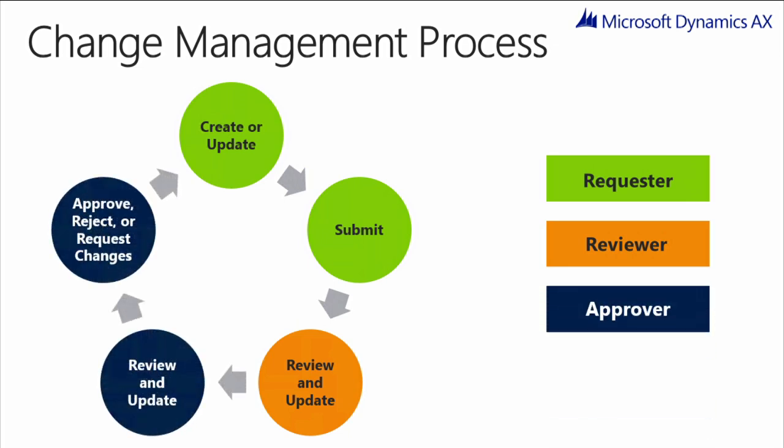Here you can see an example of a sample workflow that might be configured. The green circles are created or processed by the requester. The requester would create or update a purchase order and then submit it to the workflow. A reviewer would then review and update the purchase order. Later, an approver would review and update and then approve, reject, or request changes to the purchase order.